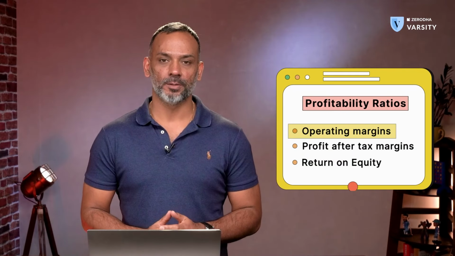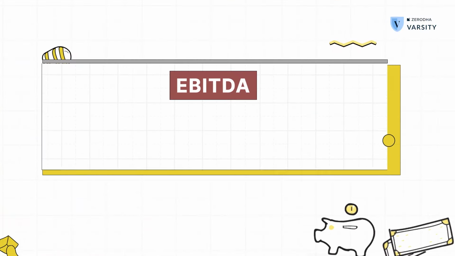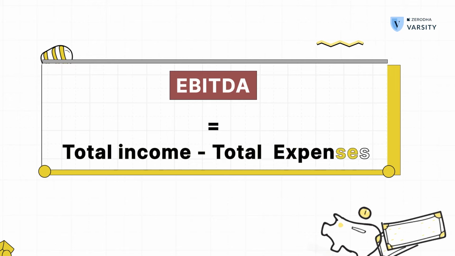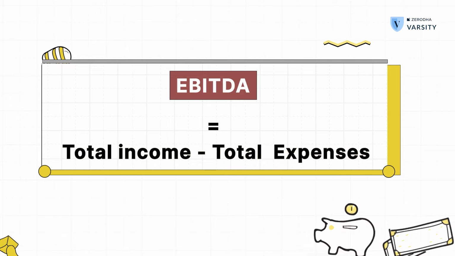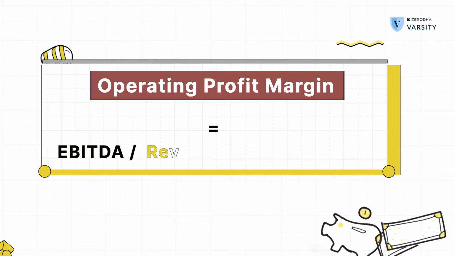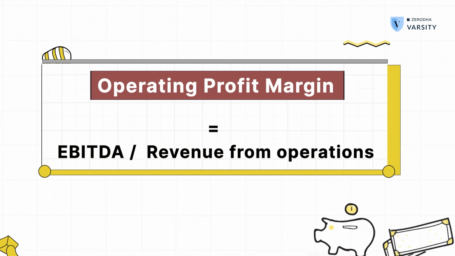The first ratio that we will be looking at is the operating profit margin of a company. The operating profit margin can be calculated by first calculating the EBITDA of the company. The EBITDA is simply the difference between the total income and the expenses of a company. Once we calculate the EBITDA, we can calculate the operating profit margin by dividing EBITDA by the revenue from operations. This will yield us the operating profit margin of a company.